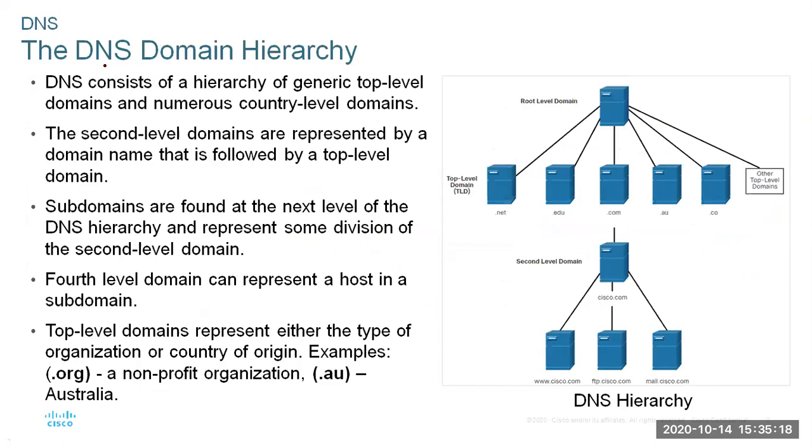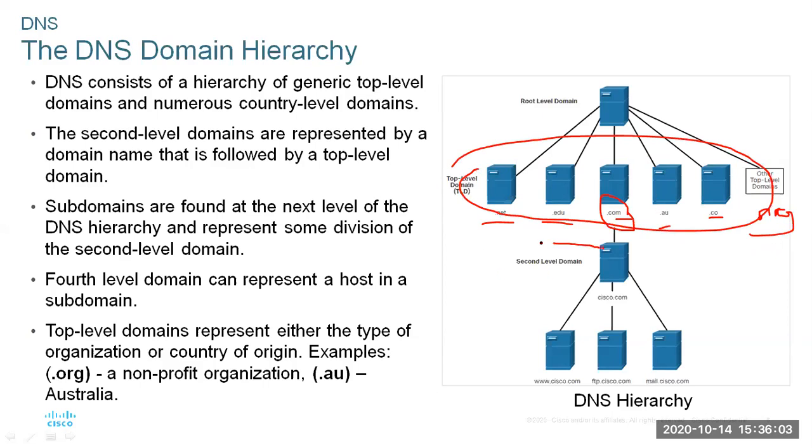Now, DNS has a hierarchy. It consists of a hierarchy of generic top-level domains and numerous country-level domains. I'm sure you know that there is .net, .edu, .com. The frequent one that we know is .com. .au, .co, .ng. We have .ng, that is for Nigeria. We have .mil, that's for military. You see, all these are domains. They are the top level domains. We call them the TLD, the top level domains.